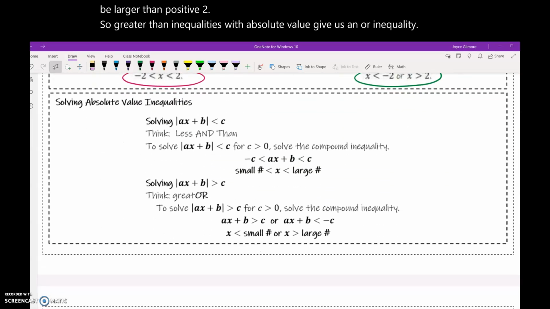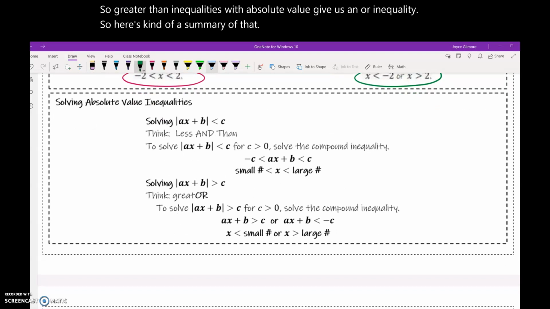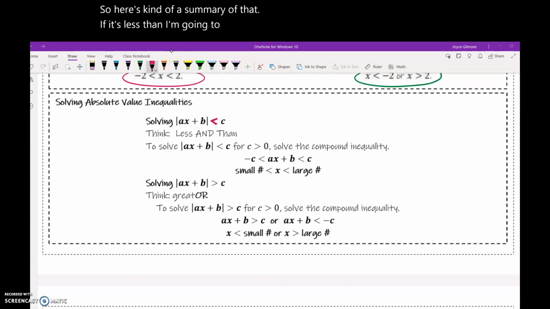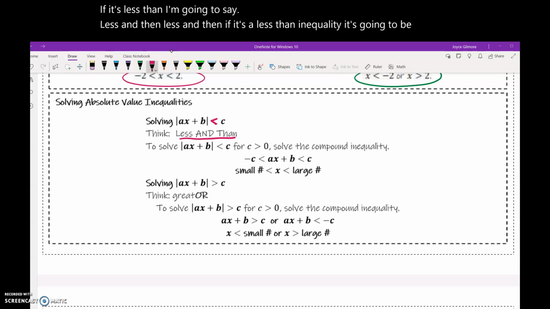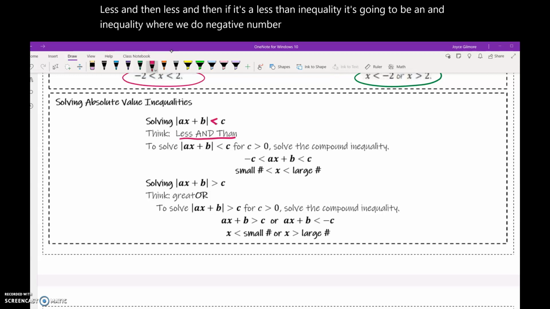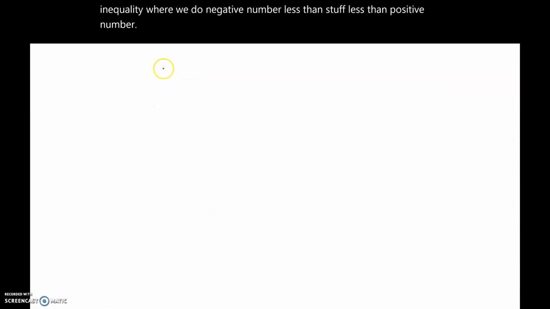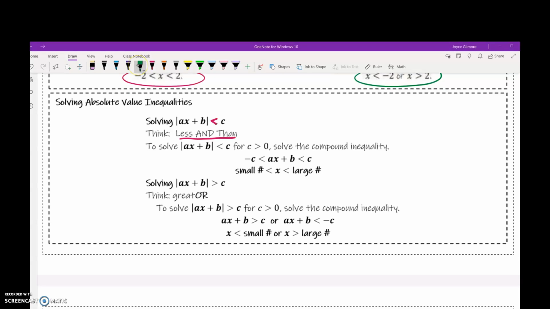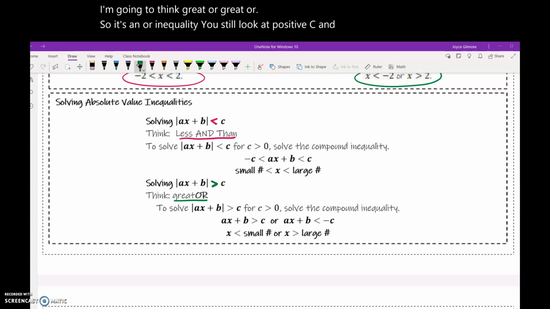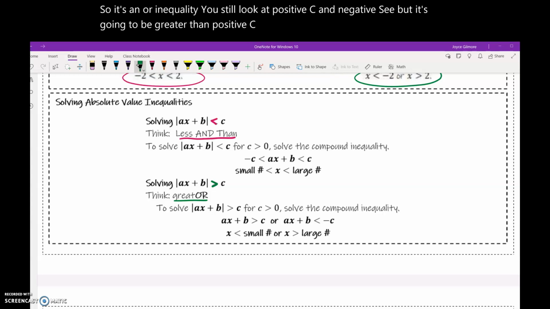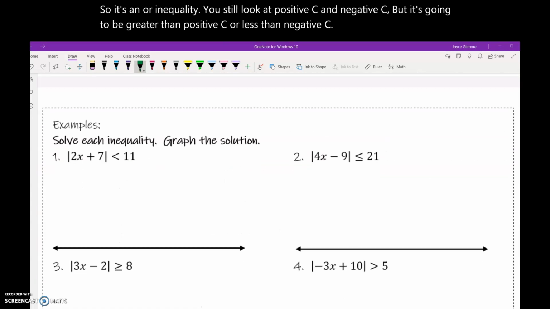So here's kind of a summary of that. If it's less than, I'm going to say less and than. If it's a less than inequality, it's going to be an and inequality, where we do negative number less than stuff less than positive number. If it's greater, I'm going to think great or. So it's an or inequality. You still look at positive C and negative C, but it's going to be greater than positive C or less than negative C. Okay, let's try this out.